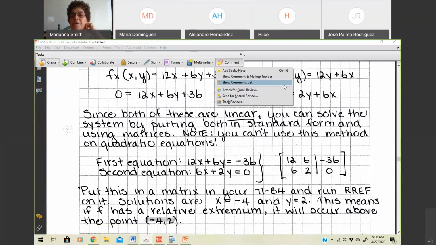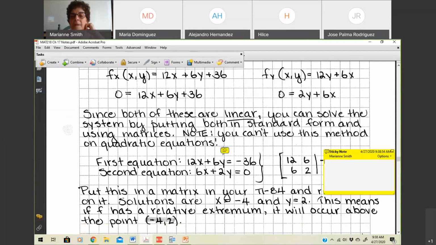So let me put a comment over here on a sticky note. It should be 12y plus 6x equals 0. So the two equations are 6x plus 12y equals 0, and the other equation's correct, 12x plus 6y equals negative 36.